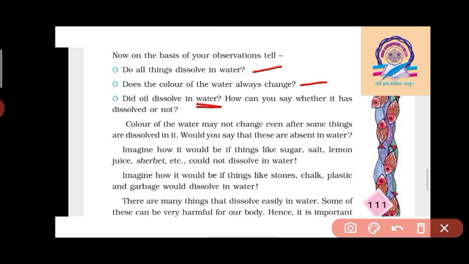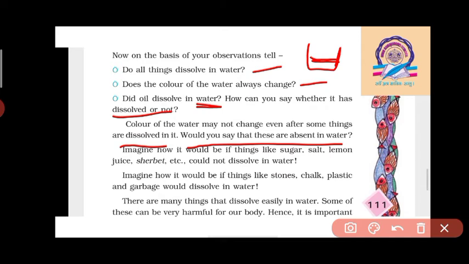How can you say whether it has dissolved or not? After something is mixed in water, if it disappears in water, then we can say it has been dissolved. But what in case of oil? The oil clearly floats on water, so it does not dissolve in water. The color of the water may not change even after some things are dissolved in it. Would you say that these are absent in water? We have seen that if we add some sugar in water and try to stir it, then what will happen?